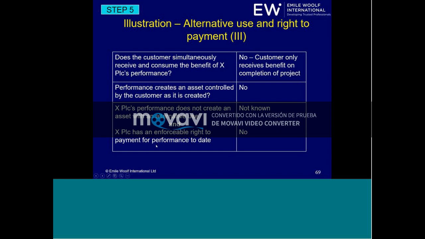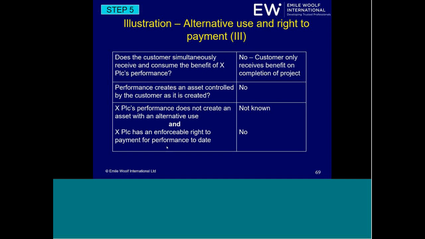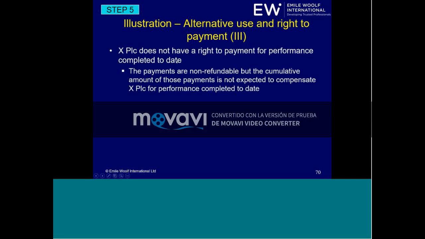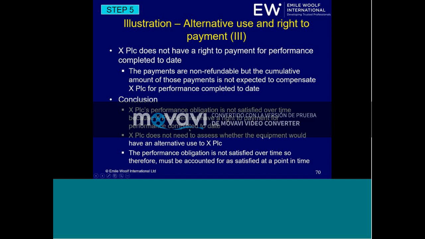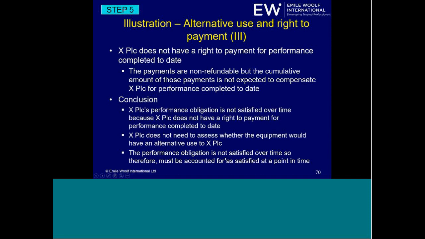X does not have a right to payment for performance completed to date. The payments are non-refundable, but the cumulative amount is probably not going to compensate for work completed to date. The performance obligation is not satisfied over time because X does not have a right to payment for completed performance. X does not need to assess whether the equipment would have an alternative use. It must be accounted for as satisfied at an instant. The default position in this standard is that if it is not continuously satisfied, then it will be performance satisfied at an instant.